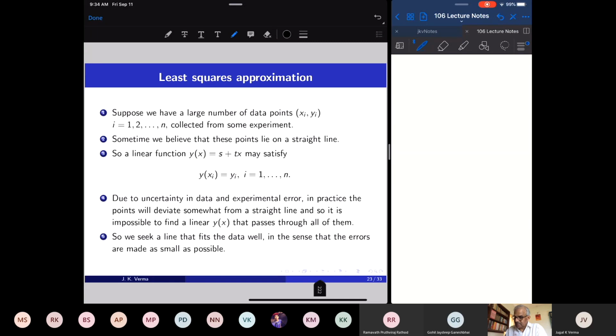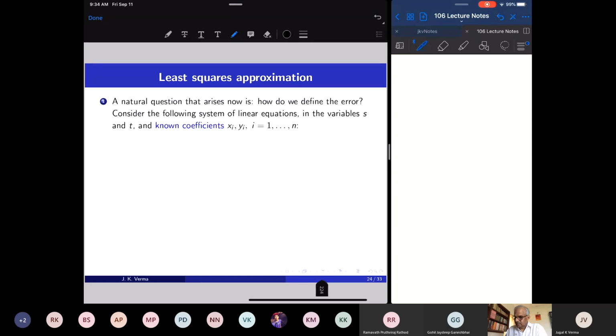So we seek a line that fits the data well, in the sense that the errors are made as small as possible. The natural question is, how do we define the error? We have to agree on a definition of error, and once we agree on the definition, then we want to minimize that error.